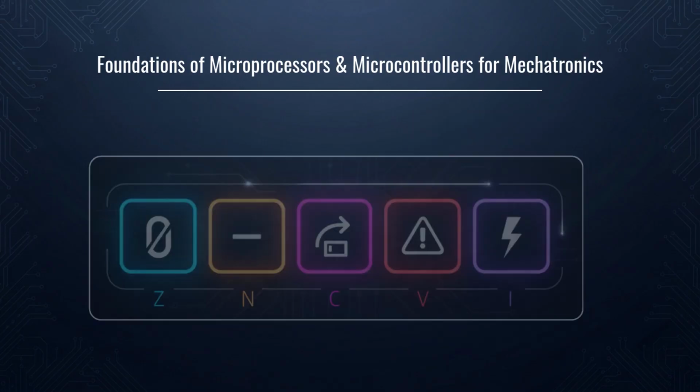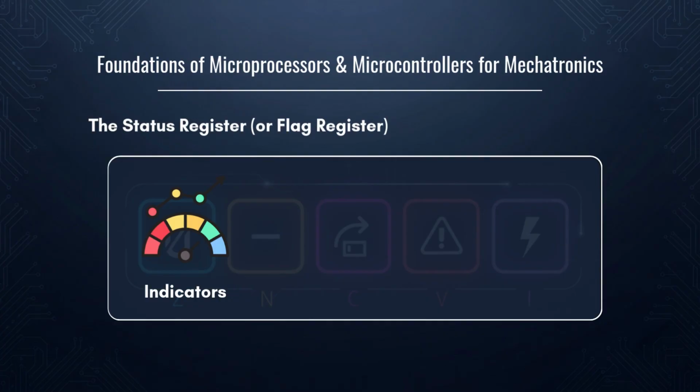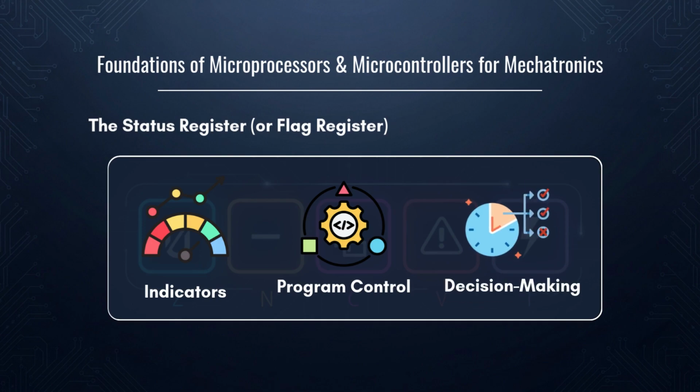These flags are more than just indicators. They are often used in program control. For example, a program might repeat a loop until the Z flag is set, or branch to another instruction if the carry flag is active. This makes the status register an essential tool for decision-making within a microprocessor.